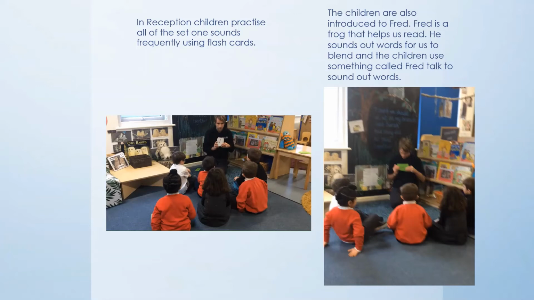Children then move on to sounding out those words themselves. We call this Fred Talk. Children will be shown a word and they sound out each of those sounds and blend them together to read the word. Here's a video from a Read Write lesson in reception where children are using Fred Talk to read the words.